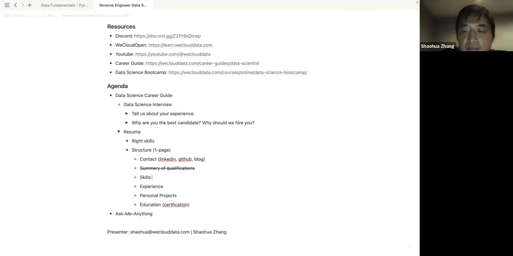Skill set, turn that into different sections, right? So you have, let's say, programming, and you have data analytics and visualization, for example. You'll have machine learning, okay? And if you know other things like big data engineering or cloud, you can just create a few different sections to make it easy for people to read.